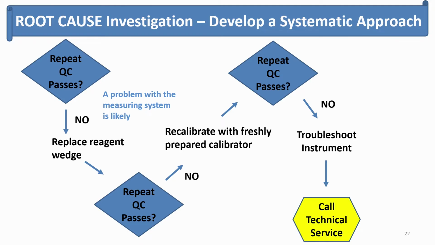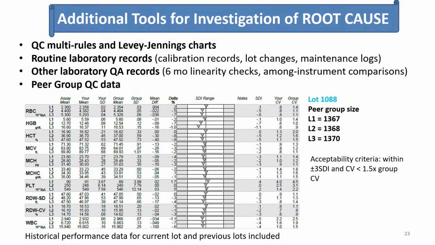So the next most common thing for our lab is that the reagent wedge on board the system has degraded. So we ask the techs to next replace the reagent wedge. If that causes a pass QC, great. If not, go ahead and recalibrate, because that's the next most common problem. Prepare a fresh calibrator, recalibrate. If QC passes, great. If not, go through a step-by-step troubleshooting process that we designed for each measurement system. If the tech cannot accomplish troubleshooting and fix the problem, then we call technical service. So that kind of step-by-step process is really helpful, especially for new people.